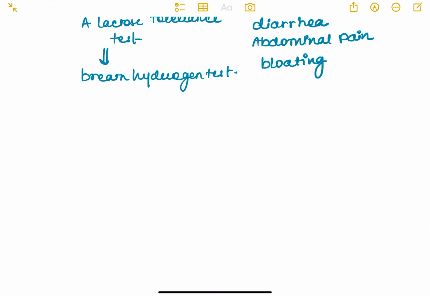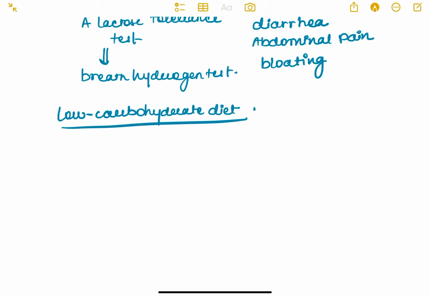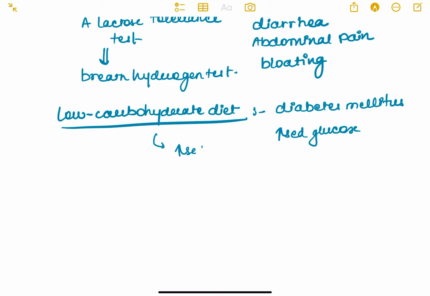Next is a low carbohydrate diet. A low carbohydrate diet is advised to the patient having diabetes mellitus, as the patient is already having increased glucose level in the blood. So we advise the patient to have a low carbohydrate diet and instead increase the fiber intake in diet, like oats.